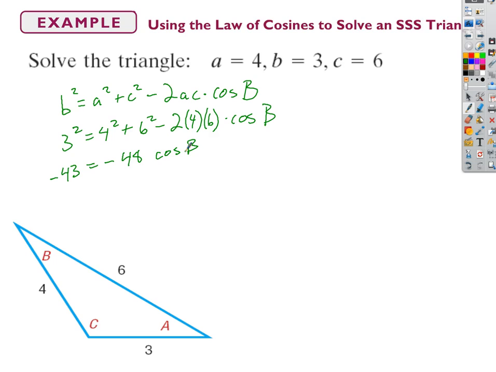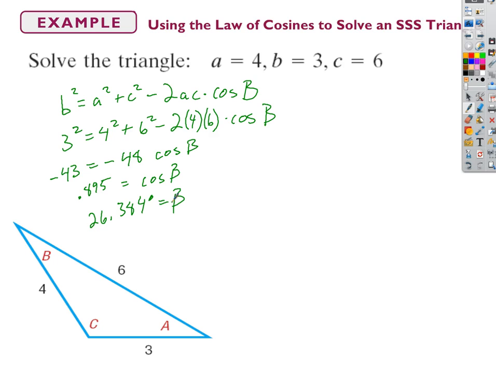And I go get my handy dandy calculator because it'll be a little bit too complicated. I'll be right back. And so my calculator told me that negative 43 divided by negative 48 is 0.895. And that's going to equal cosine of B. Again, I need to undo the cosine, which means I need to do the inverse cosine. And I find out that 26.384 degrees is equal to B.